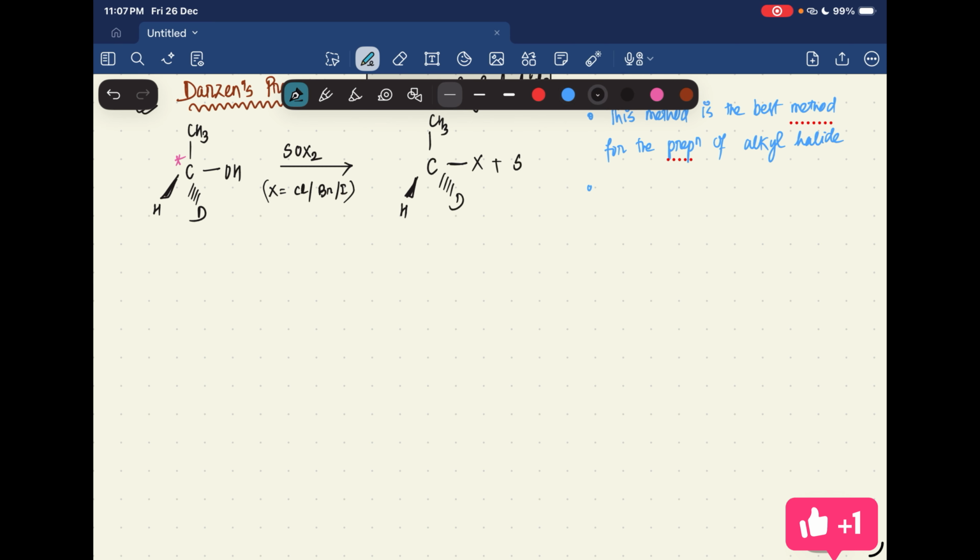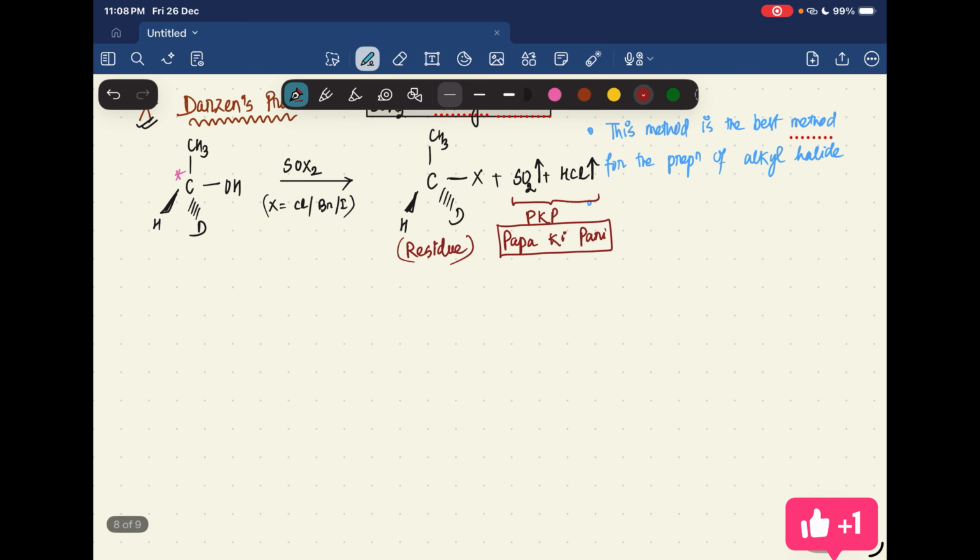Here the byproducts are SO2 and HCl, and both of these are gases. One interesting thing is, I generally call it PKP, which is Papa ki Pari, which flies away upwards. So it just evolves from the container. Only the residue part, which is the alkyl halide, will remain in the container. That's why this is the best method for the formation of alkyl halide.